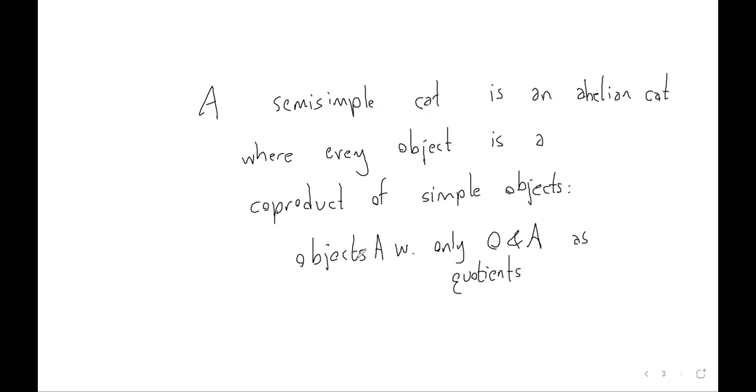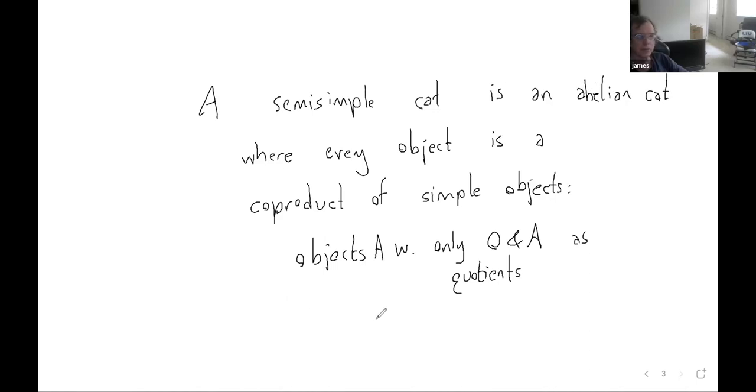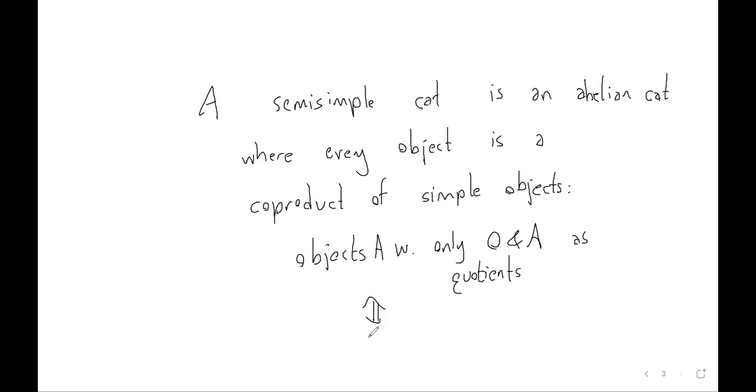That's a nice concept. The way I'm stating it, I'm trying to use only colimits in everything I talk about: coproducts and quotients. But if you're in an abelian category, then that's the same thing as saying objects with only trivial sub-objects. And the ability to flip back and forth between those two points of view is useful, or maybe necessary, in proving the Artin-Wedderburn theorem.